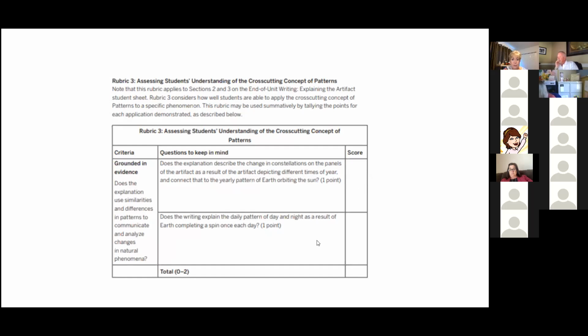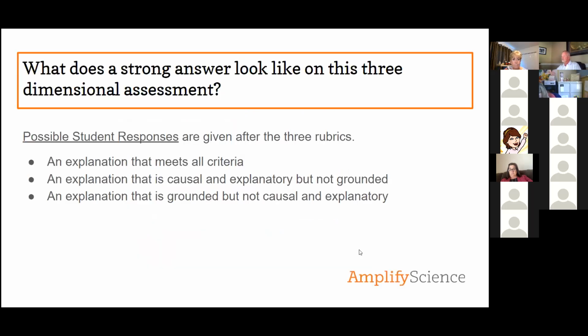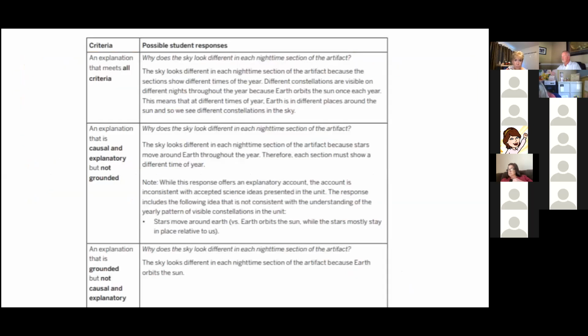Does it explain that the daily pattern of night and day results because Earth is spinning once a day? Then they get a point there. So on rubric 3 about patterns, they can have a possible 2 points. Okay, and then again, you can see what a strong answer looks like in the possible responses that are given after the 3 rubrics in the assessment guide that was on that right-hand column.